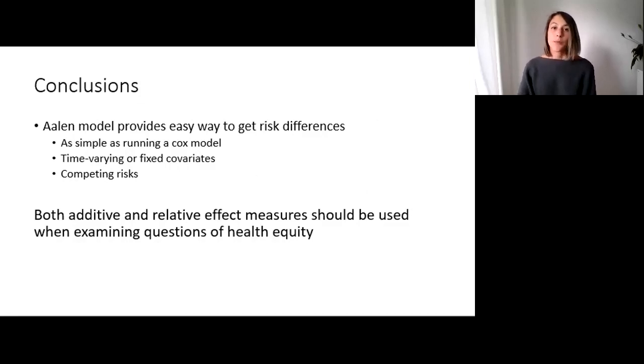So in conclusion, we recommend the use of both additive and Cox proportional hazards models to obtain absolute and relative measures when healthcare disparities in time to event outcomes are investigated in order to provide a more comprehensive risk picture that is useful for clinician and policy decision making.